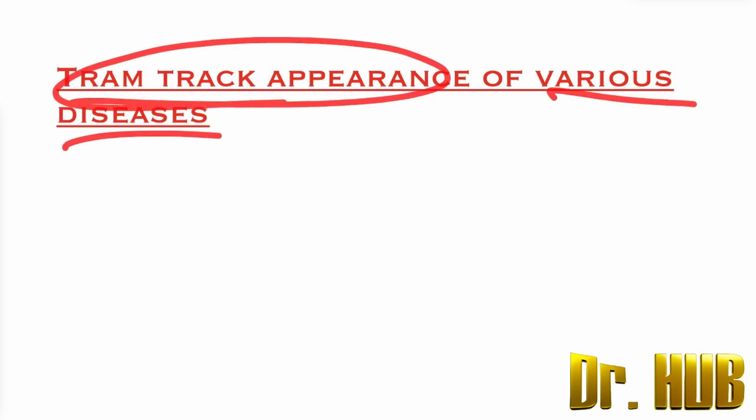Tram track appearance when you're looking at various diseases. Tram track is also known as the tram track sign. They are medical signs that bear some resemblance to tram tracks, in short, also known as a railway track. So it is a similar appearance to that of the railway track.